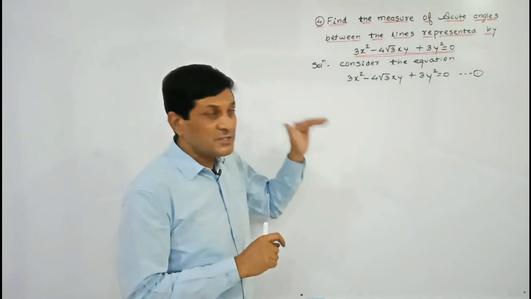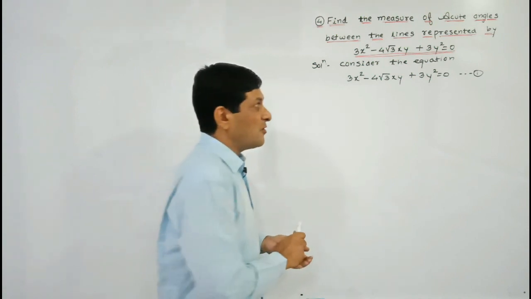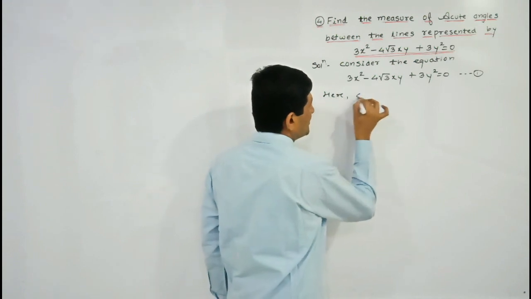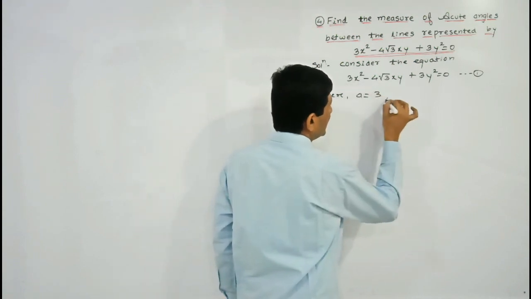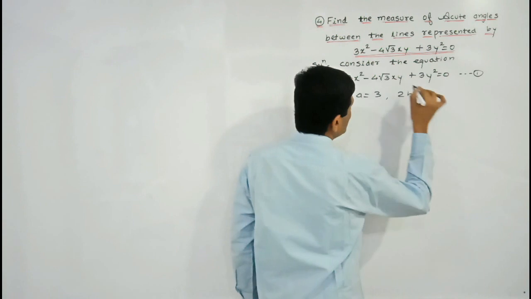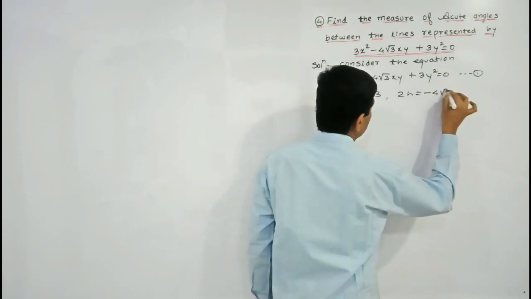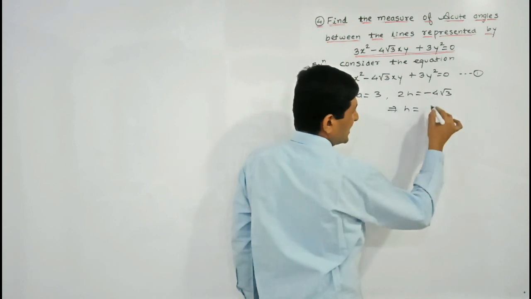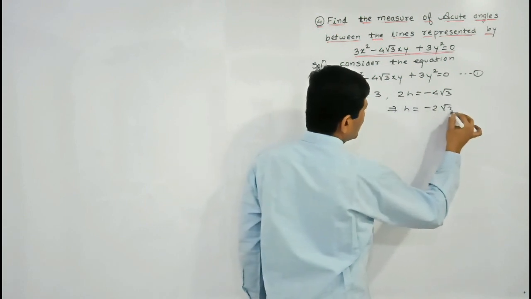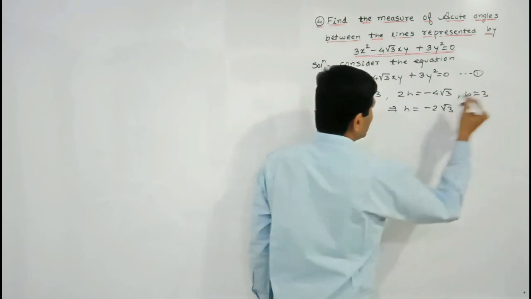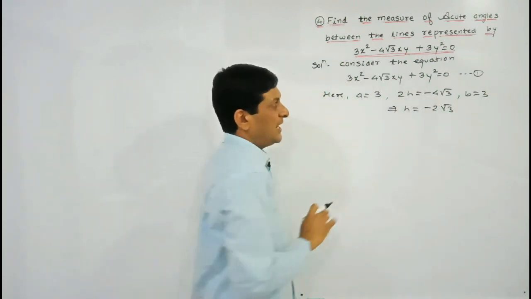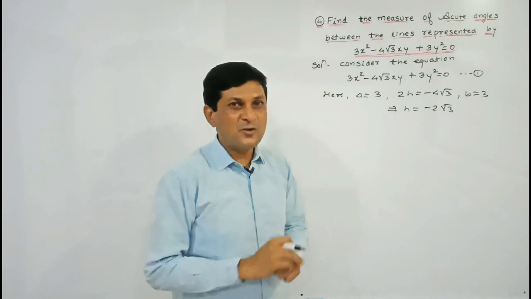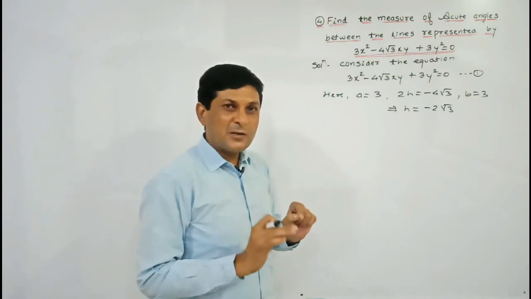So first, from this equation we are trying to find out the value of a, h and b. Here we can observe that a is equal to 3, 2h is equal to minus 4 root 3, which implies that h is equal to, dividing both sides by 2, minus 2 root 3, and b is equal to 3. Simply we have divided by 2, and b is equal to 3 here.